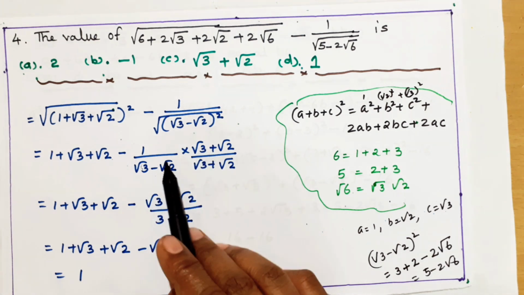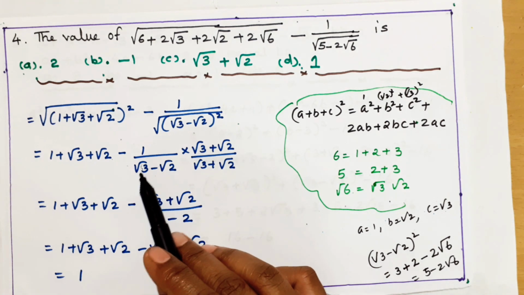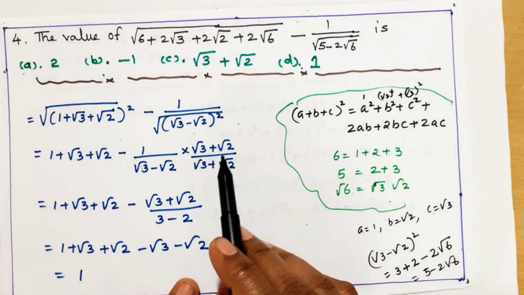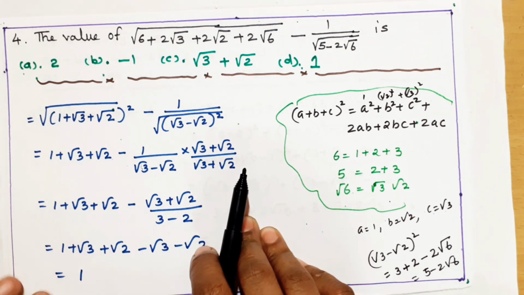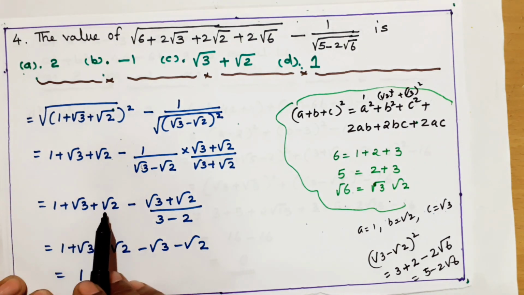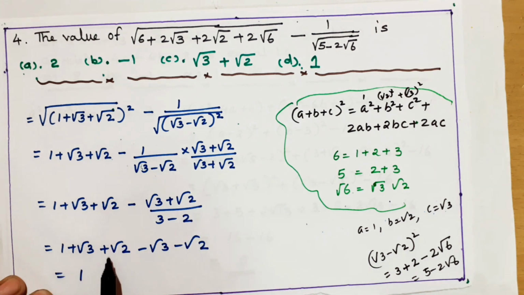We are multiplying and dividing with the term which is there in the denominator with the opposite sign. The term in the denominator is root 3 minus root 2, so we need to multiply with root 3 plus root 2 in numerator and denominator. So it will be 1 plus root 3 plus root 2 minus (root 3 plus root 2) by 3 minus 2. 3 minus 2 is 1. 1 plus root 3 plus root 2 minus root 3 minus root 2. Minus root 3 plus root 3 cancel. Minus root 2 plus root 2 cancel. So the remaining is 1.